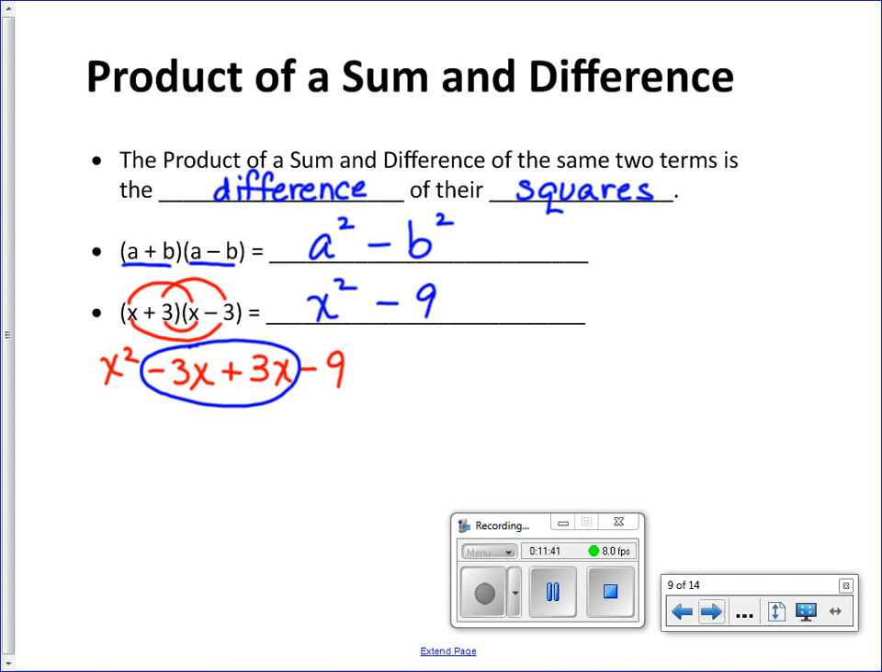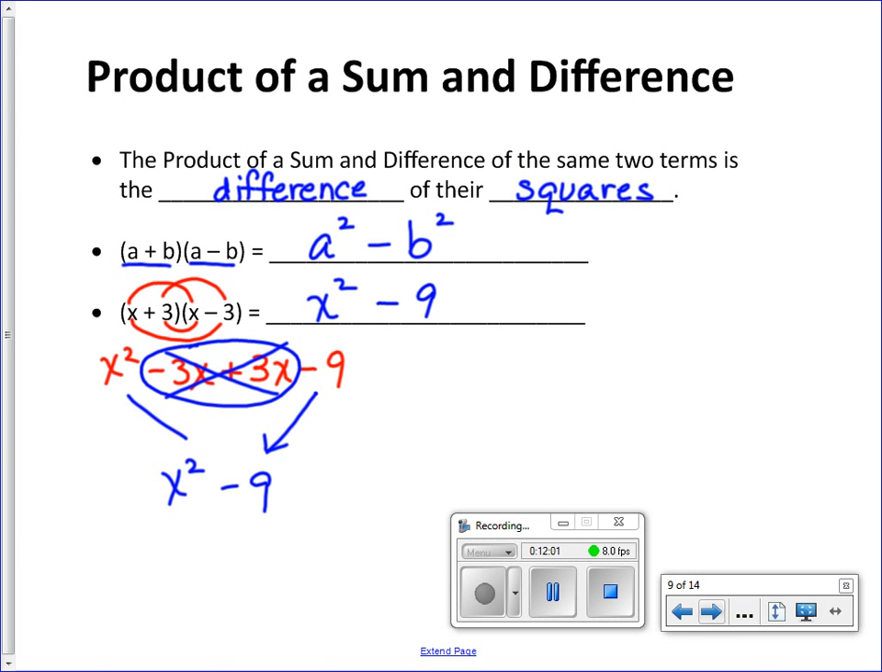The minus 3x and the plus 3x is equal to 0, so it's going to cancel out. And then what you have left are your first term, x squared, and then your last term, which is minus the square of the second term, so x squared minus 9.